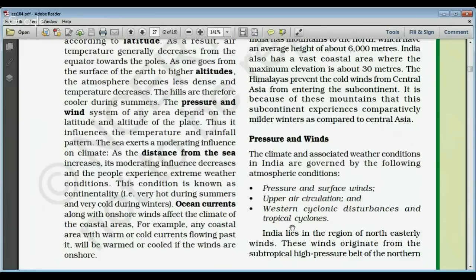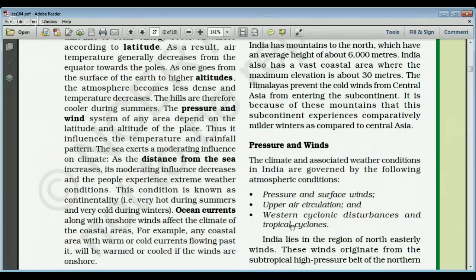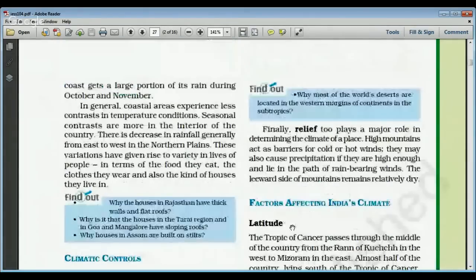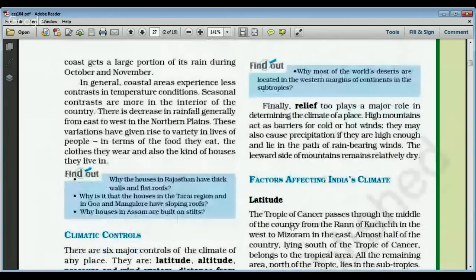Suppose if warm current is passing nearby any area, then that area will have a warming effect, and the reverse for the cold current. And finally, the sixth major control of climate of any place is the relief. And relief plays a major role in determining the climate of a place.